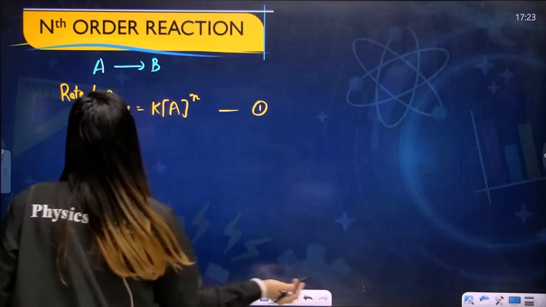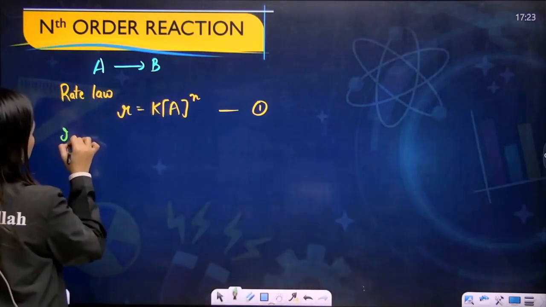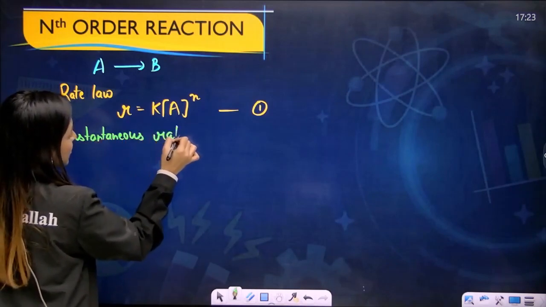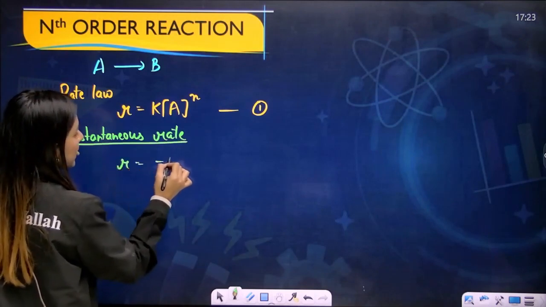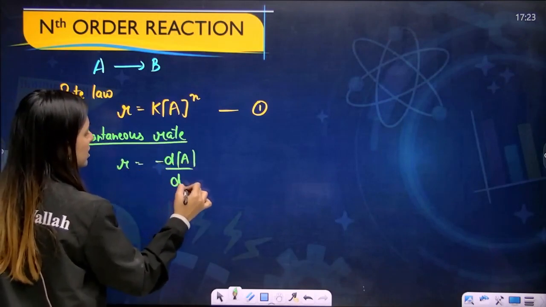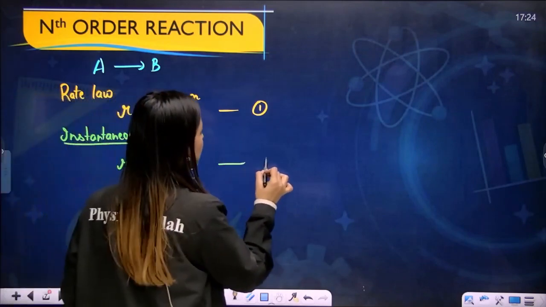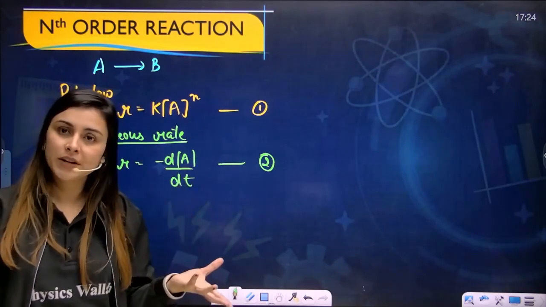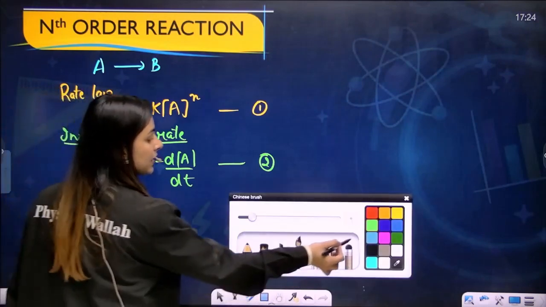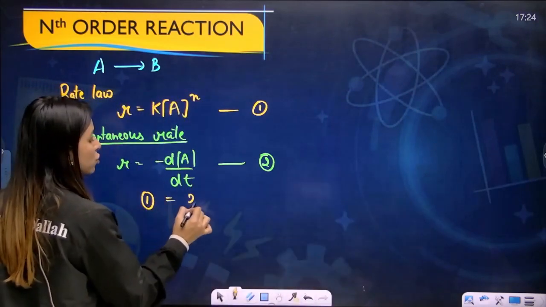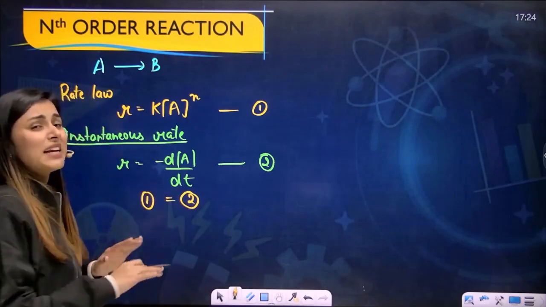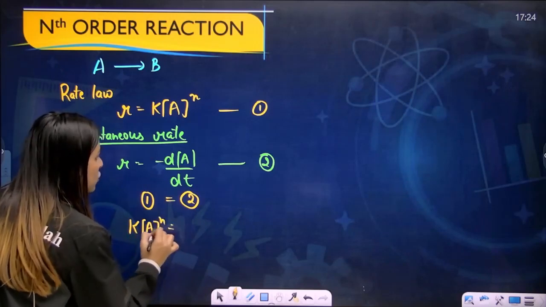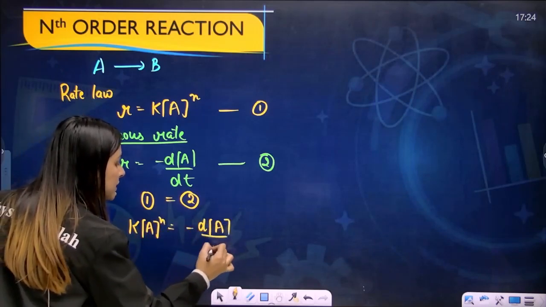Second, my dear students, we'll be calculating the instantaneous rate. The second step always was to calculate the instantaneous rate. So the instantaneous rate would be r is equal to minus dA by dt. Let's say this is your second equation. Now, since we are talking about the same reaction, obviously both of the rates will be equal, right? So can I say that one will be equal to two? Let's just equate both of them. Exactly the same steps, right? So K A raised to the power n is equal to minus dA by dt.